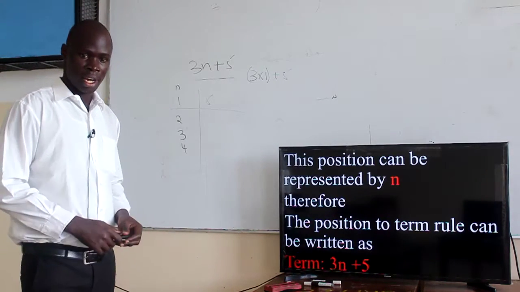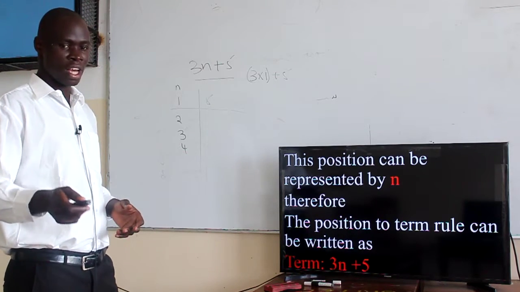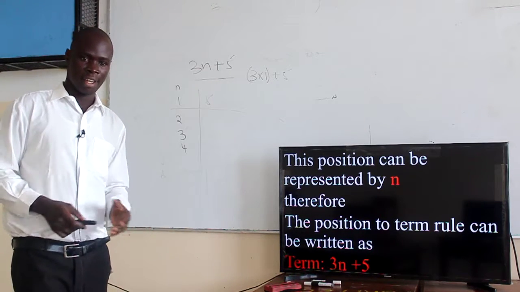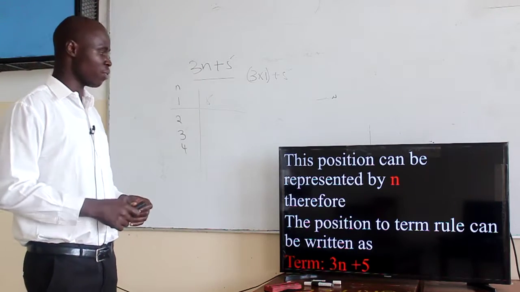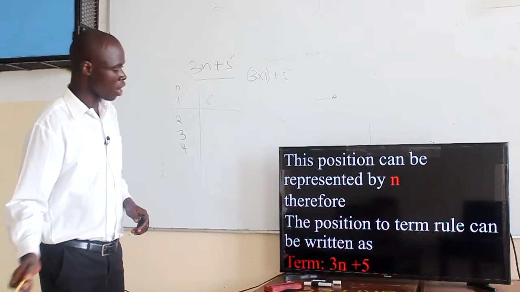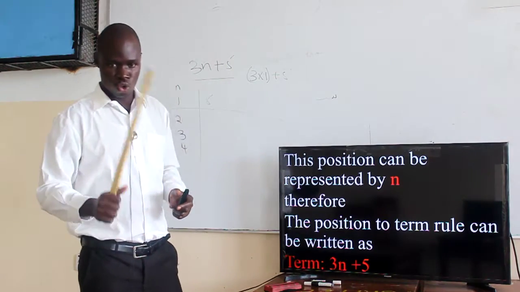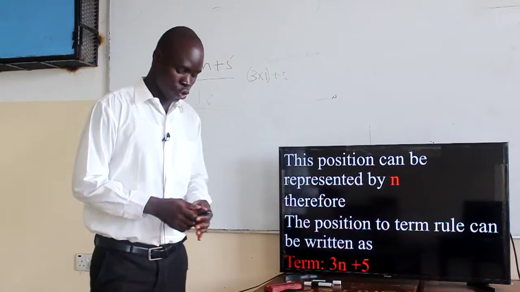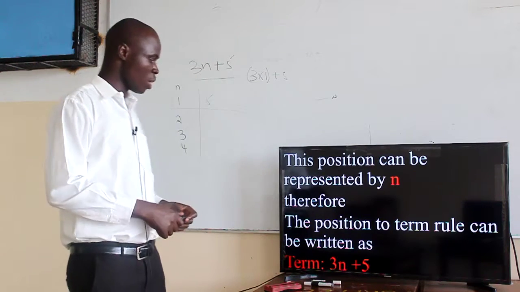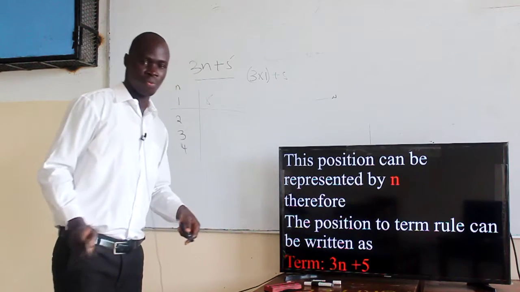Now, the position can be represented by n. Therefore, the position to term rule can be written as 3n plus 5. I'm going to show you in a while how to get this value, what to add and what to subtract. And this is called an expression for the nth term. Now, if you are asked to find the expression for the nth term, this is the expression for the nth term.